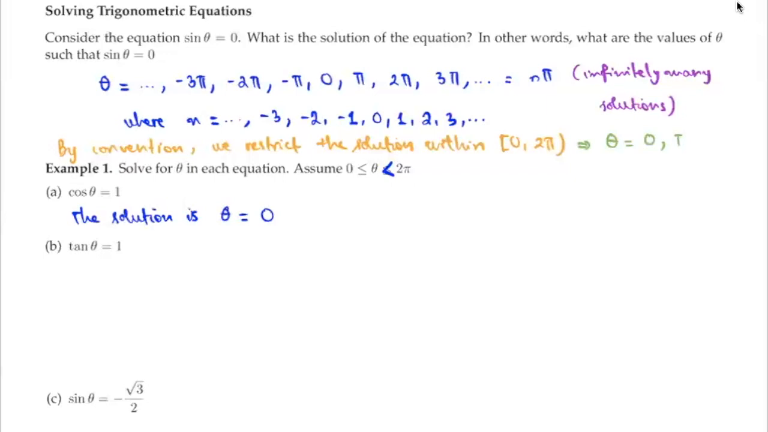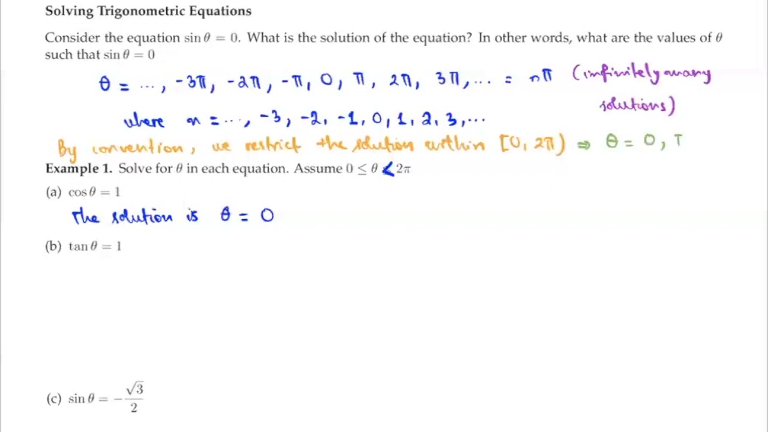Now let's move on to problem B, tangent of theta equal to 1. Before we go into the details of this problem, I want to go back to the idea of the reference angle, and I understand that we didn't actually cover the part on the reference angle, but what you need to know is that anytime I mention reference angle, I will refer back to the following angles.